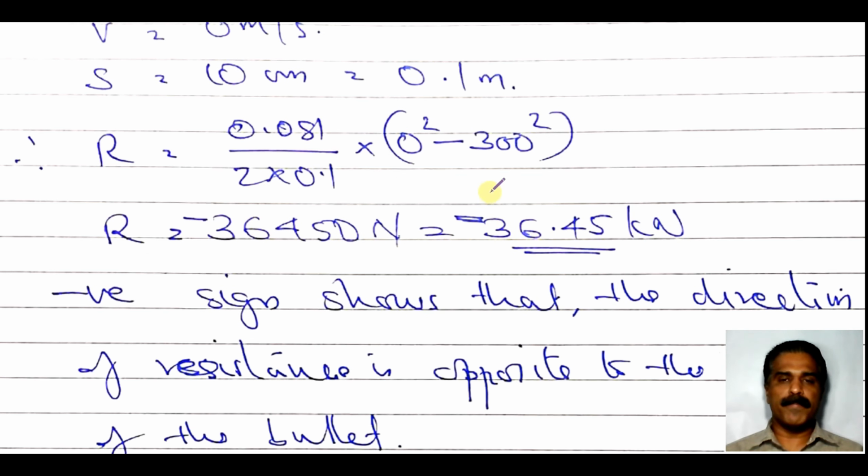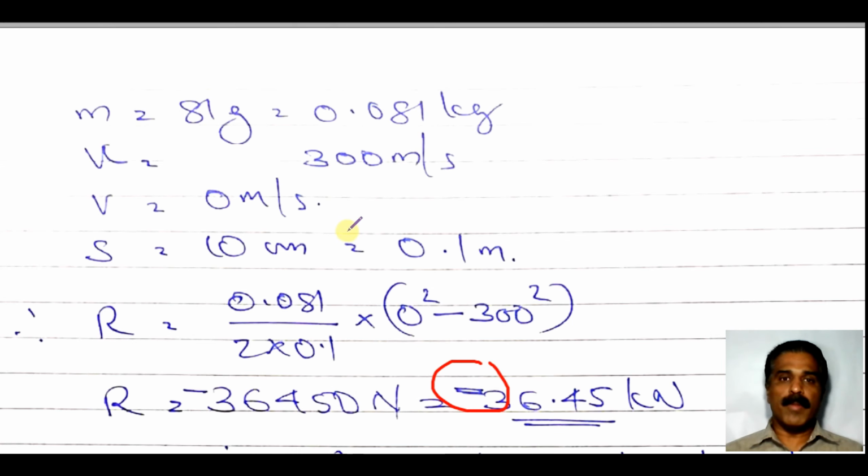Why that minus sign? The minus sign is because in which direction is the resistance acting? Opposite to that of motion. Normally, when we do problems in kinetics, the forces or the quantities which are in the same direction as the motion are taken as positive.